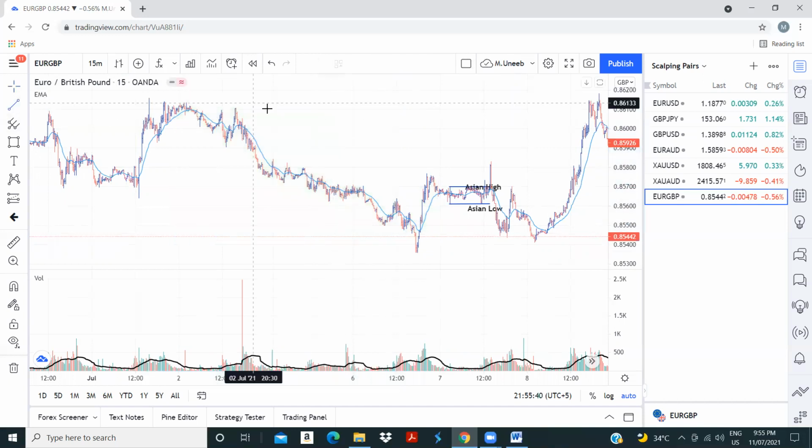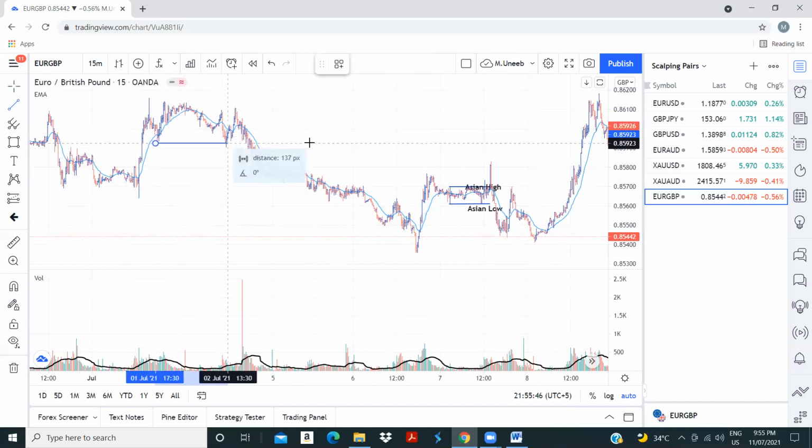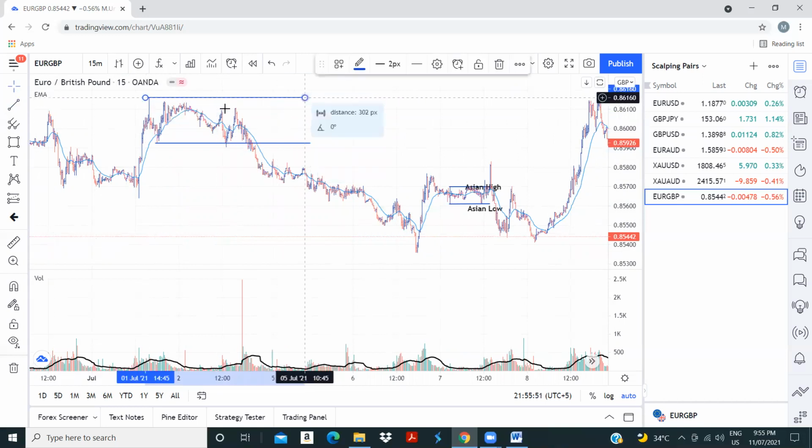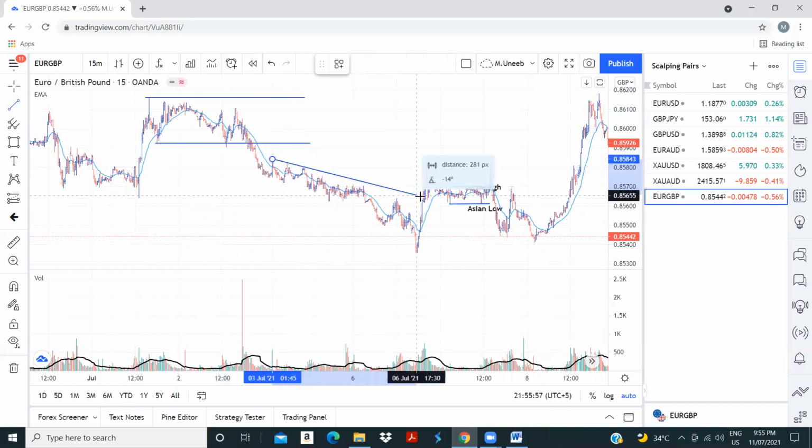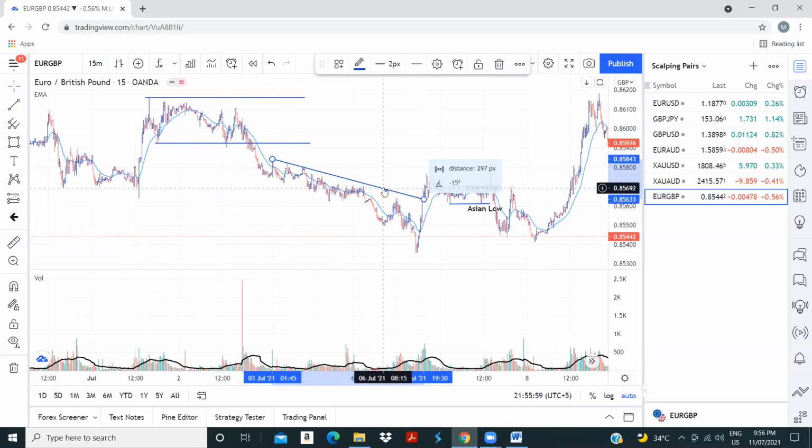Now we can draw a structure line here. All right, starting from here to here. This one we can identify like this. All right, this structure, this is the first structure. And now once we break down here, we identify several. Okay, very simple.